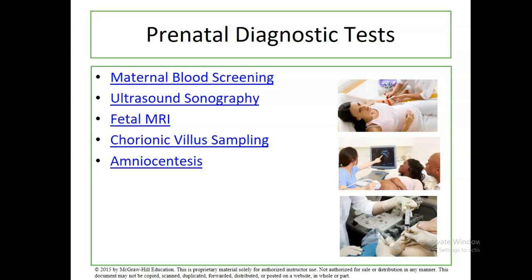Ultrasounds are very common, also non-invasive. We basically use sound waves to produce a black and white image of the baby, and that allows us to also determine the sex of the baby without any sort of other invasive procedures.